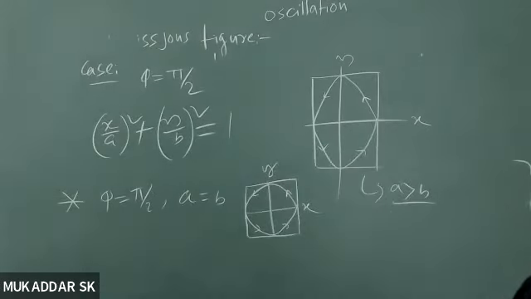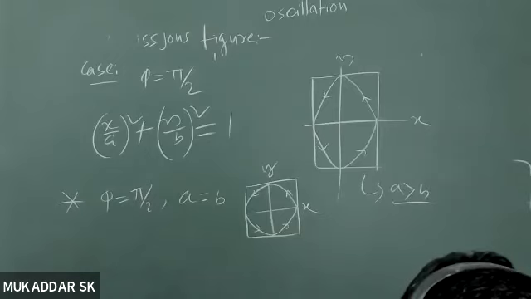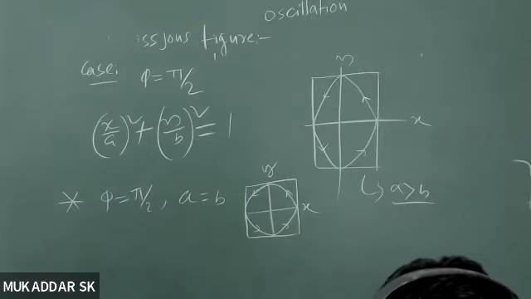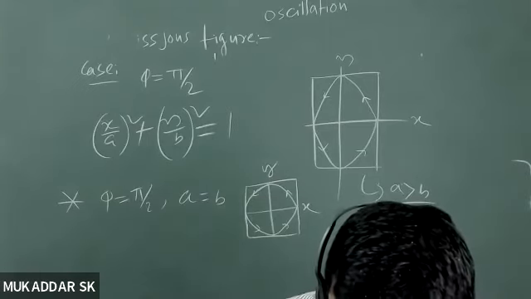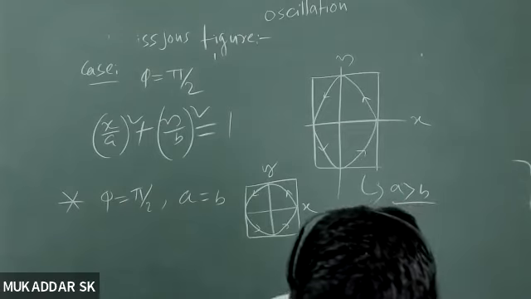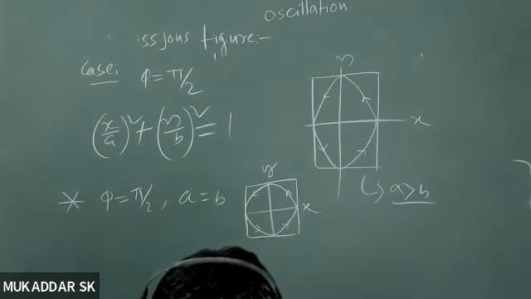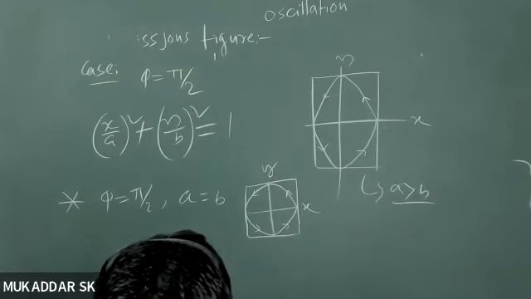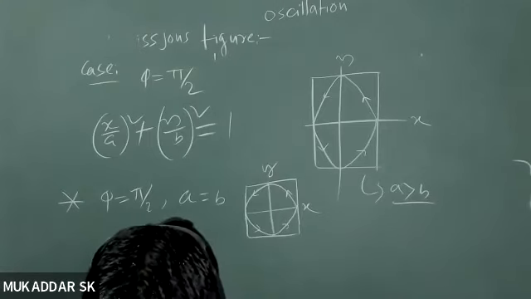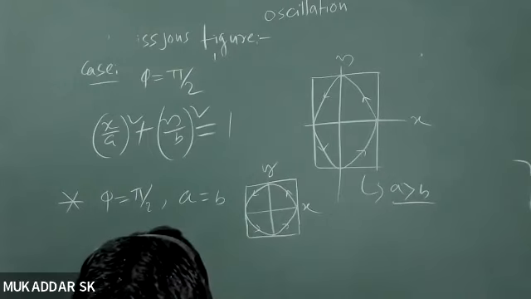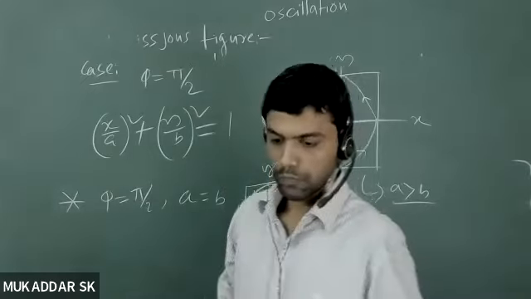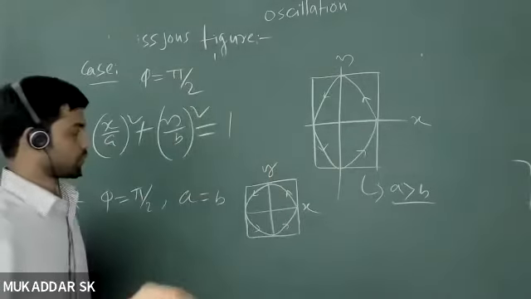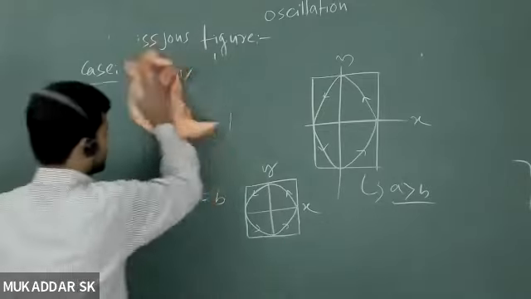Okay. So now how will the trajectory look if you take phi equals 3 pi by 4? How will it look? If you take phi equals 3 pi by 4, how will the trajectory look? Ellipse. Sir, oblique ellipse, right? Yes, oblique ellipse.